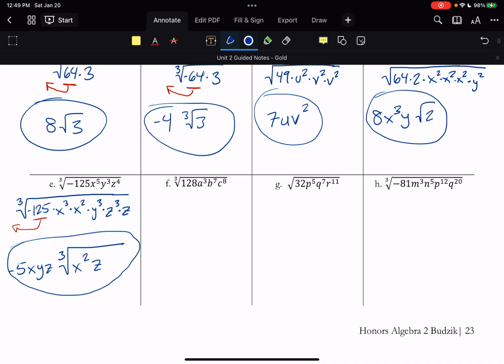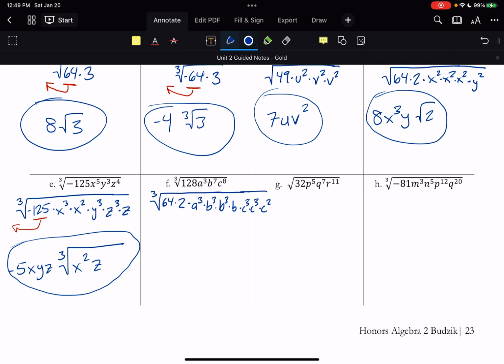All right, go ahead on to f. I have 128 again. So 128, again, we know is 64 times 2. But again, now we're in cube root, not square root. So I have 64 times 2. I have one full set of a's. B cubed, 1 b left over. And then I have two sets of c's, and then 2 left over.